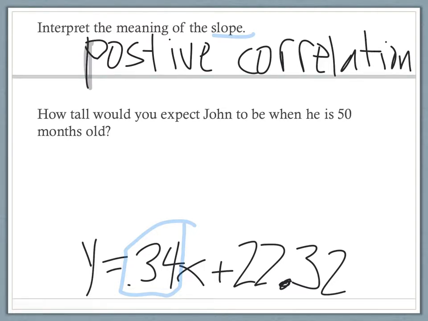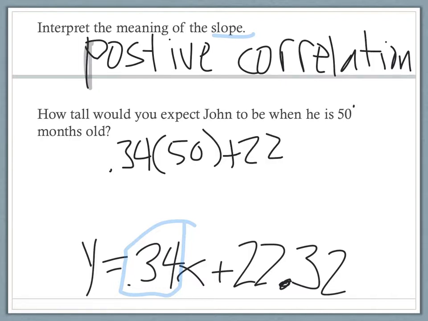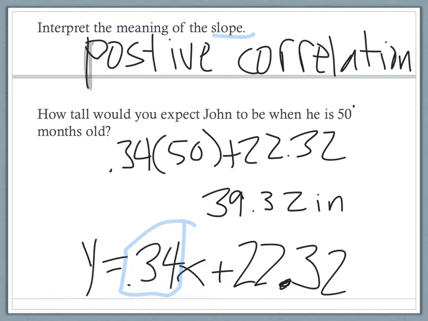Now, what we can also do with the regression line is use it to predict values. So I'm going to look at this: how tall would you expect John to be when he's 50 months? We're going to use that regression line for it. Notice how I'm not going to look at the table. I just use my line to predict. I'm going to use this 50 as my X. So I'm going to do 0.34 times 50 plus 22.32. I plug that in my calculator, and I get 39.32. And we're talking about inches. I know that from the table that we were just looking at.